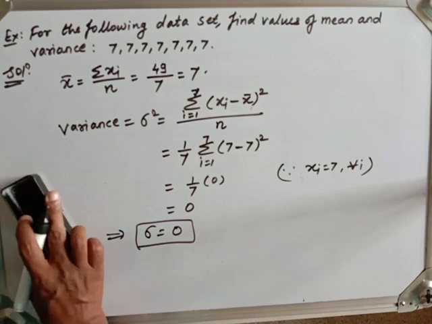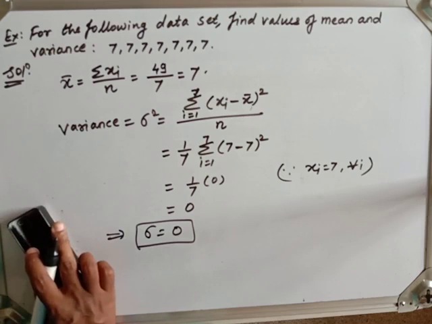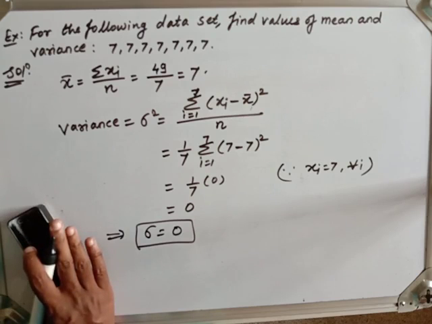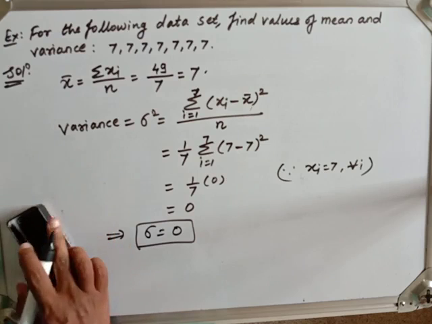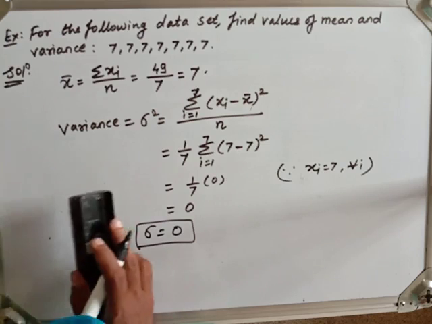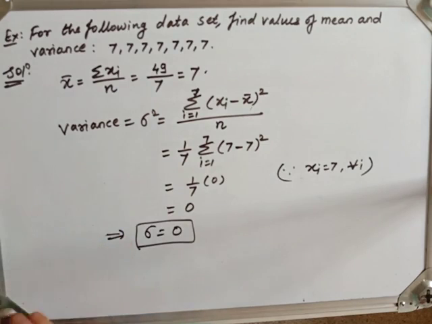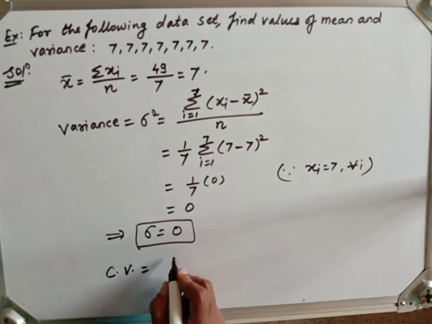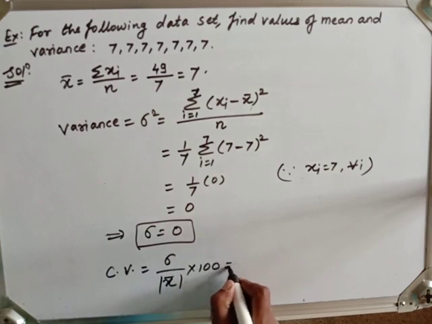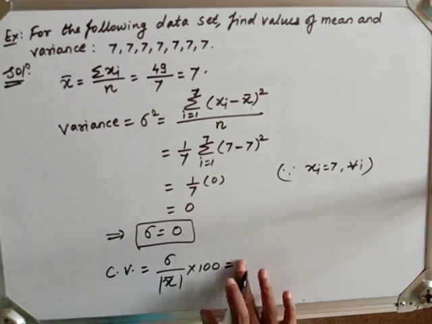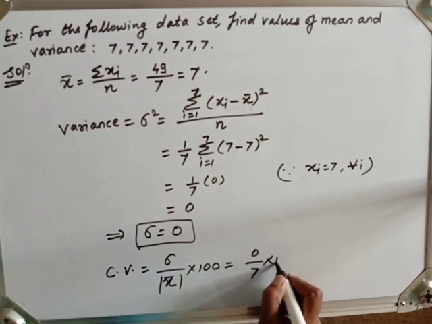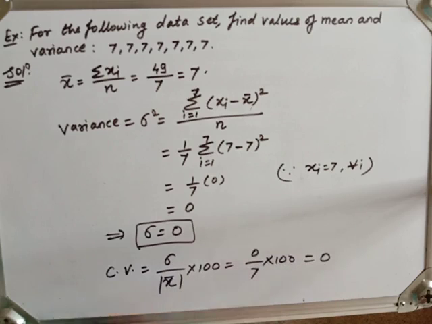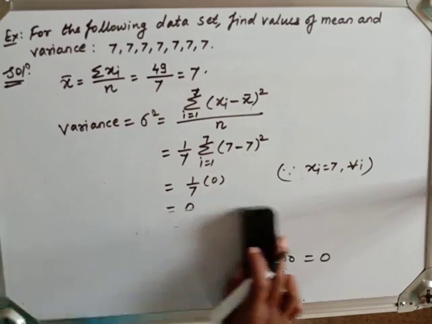Now what can we say: if the observations are the same and the number of observations is equal to the value of the observation, then our variance will be 0, standard deviation is 0, and because of that, what about CV? Look at CV. CV is sigma upon x bar into 100. If sigma is 0, that will become 0. This is 0 upon 7 multiplied by 100. So that is also 0. That time CV also becomes 0.